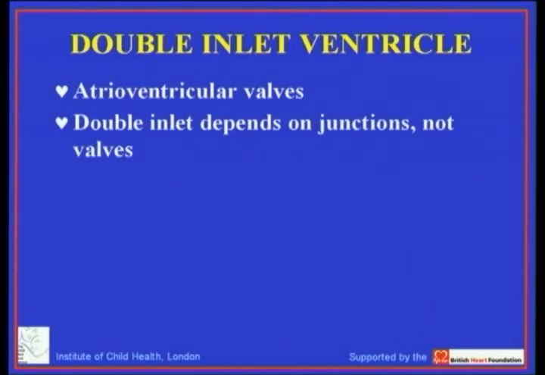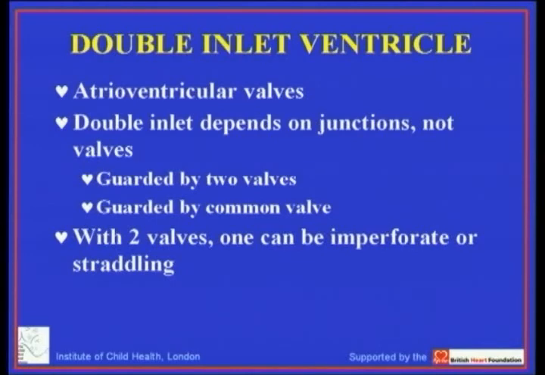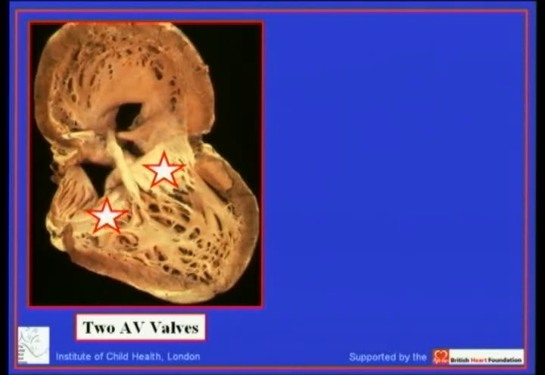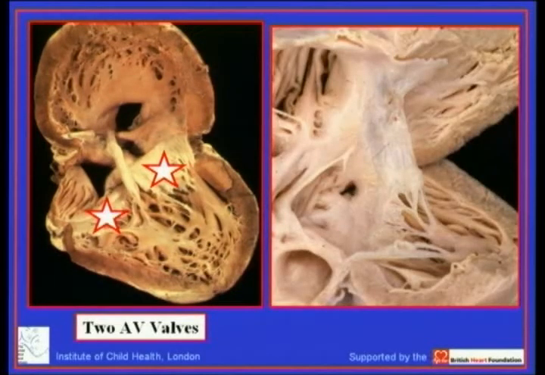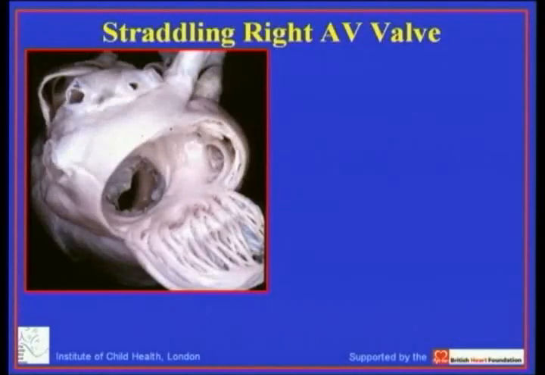So the atrioventricular valves, usually there are two, but the presence of a common valve does not alter the fact that the junctional arrangement is that of double inlet. When we have two valves, one can be imperforate or one can be straddling. So here you see the typical situation with double inlet ventricle opened in clam-like fashion, showing you the two atrioventricular valves. But here in another situation, we have a common atrioventricular junction connected in its entirety to the dominant ventricle, double inlet ventricle, through a common ventricular valve.